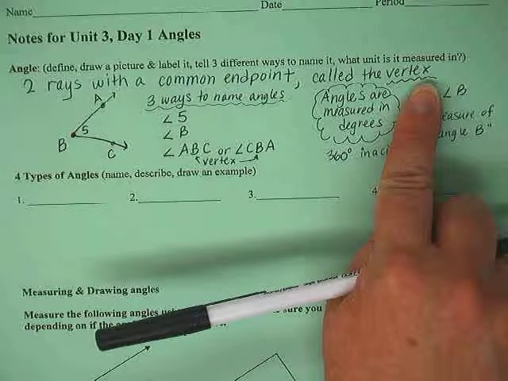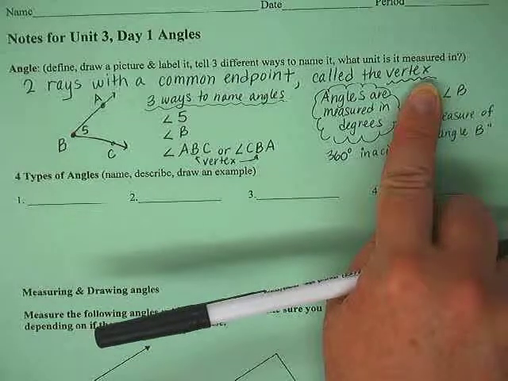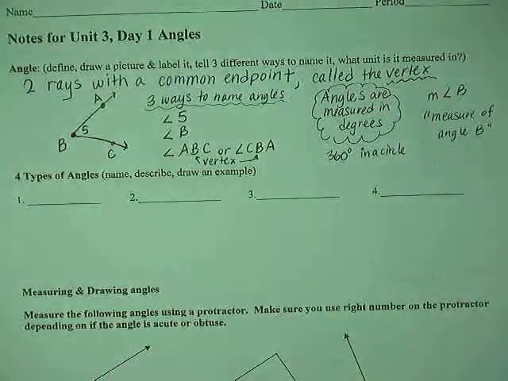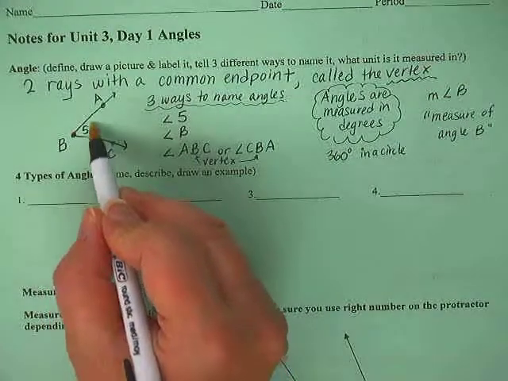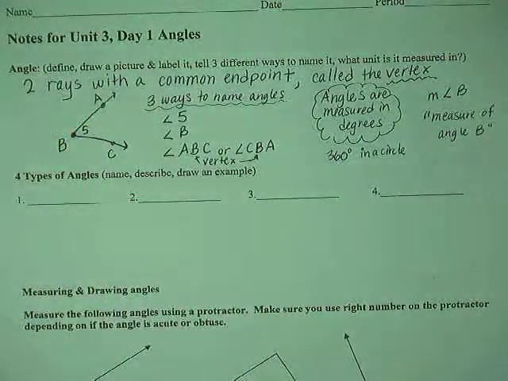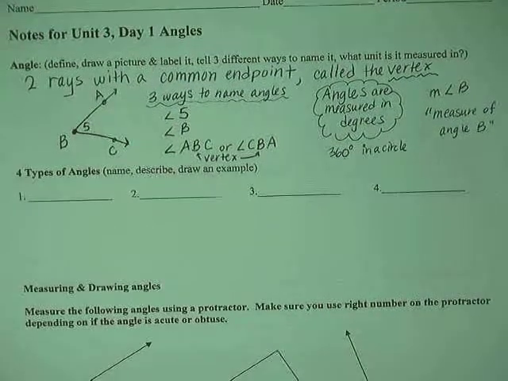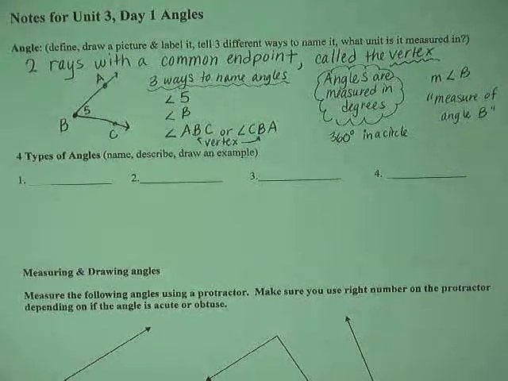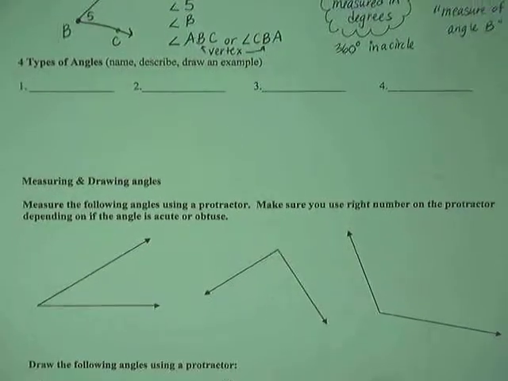Measure of angle B is what the little M means. If the M is not there, that means you're talking about an object called angle B. If the M is there, that means you're talking about a number of degrees that represents how big your angle is or how far open it is right here. That's how angles are measured, and we'll talk more about that soon.